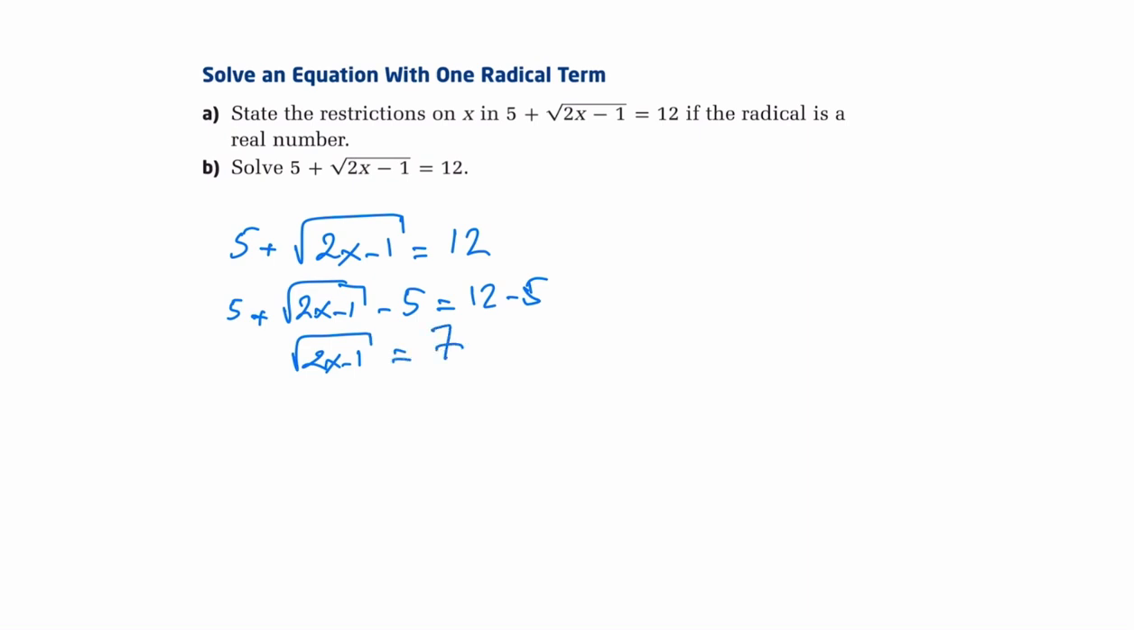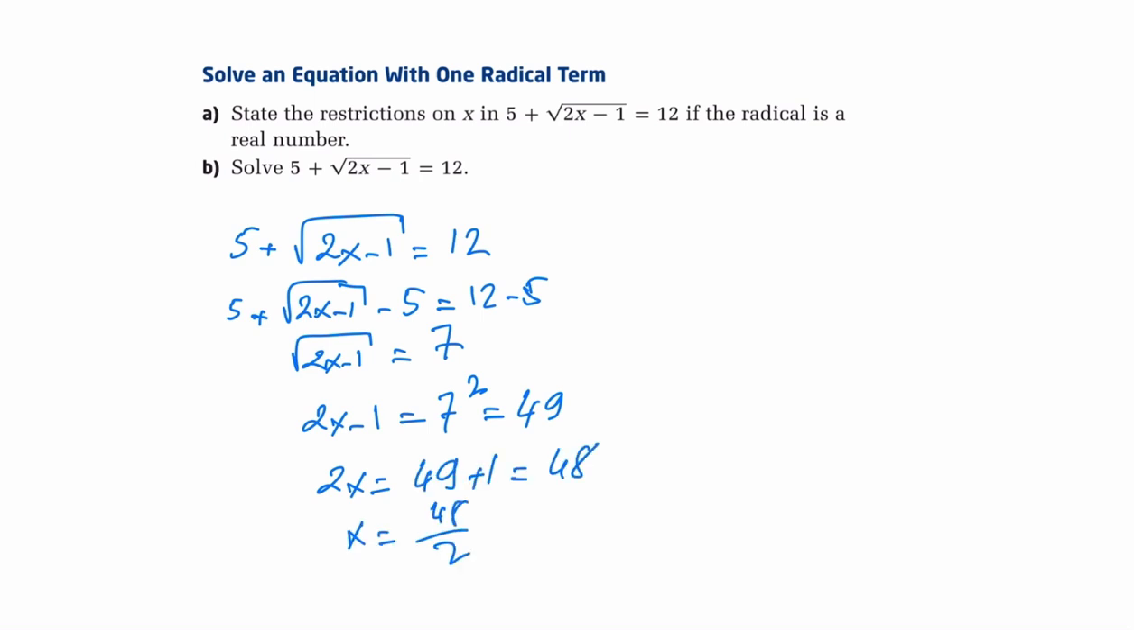Now to take out the square root, you need to put a power of 2 on both sides. So 2x minus 1 is equal to 7 to the power of 2, which is 49. So now 2x is equal to 49 plus 1, which is 50. So x will be 50 over 2, which is 25.